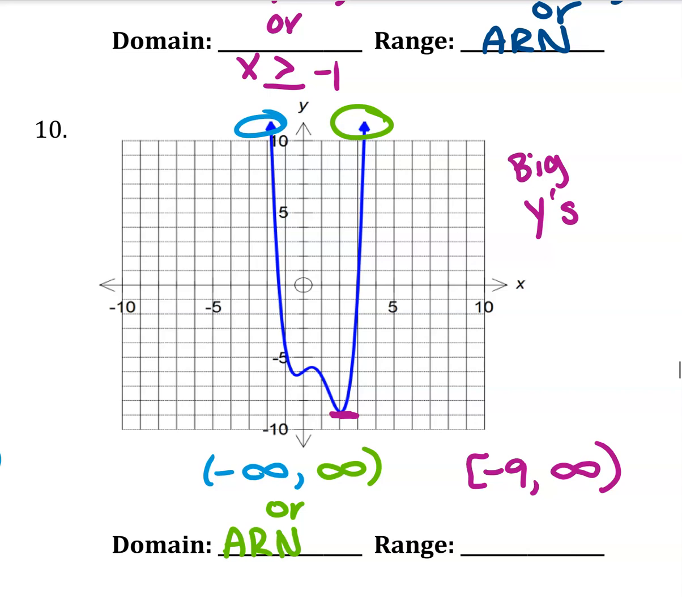We never ever include infinities. It's going to take some time to get used to it. It's all good. We will be patient with you. Now, if I'm doing the inequality notation, I start with the y. I said they were getting bigger, so I'm going to put y is greater than or equal to -9, because that's where I start.